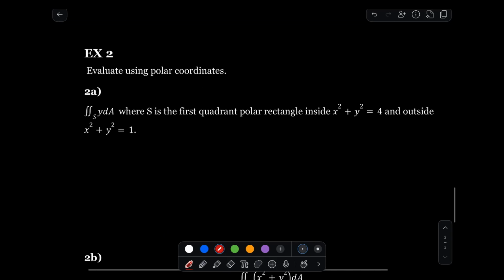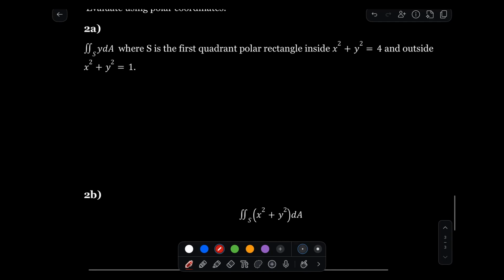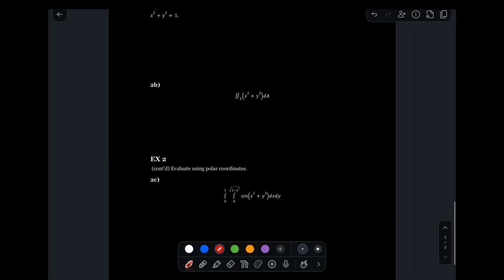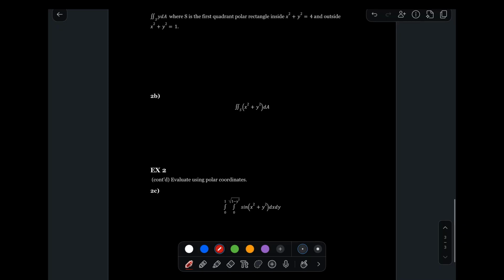And perfect, yes. Using example 2, A, B, and C, try these problems on your own. And for 2C, we're actually going to be converting from Cartesian to polar coordinates because this saves us a lot of time. And let's jump right into it for all 3 of these examples.